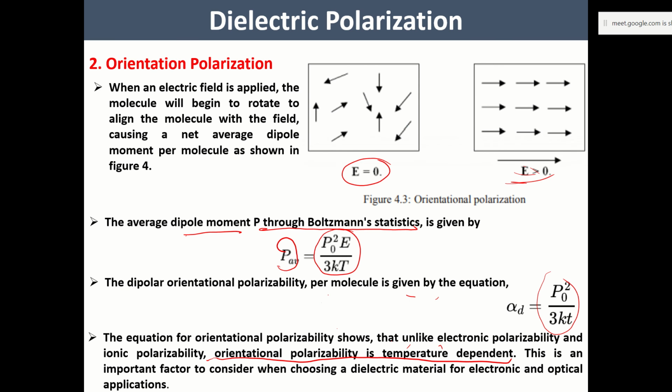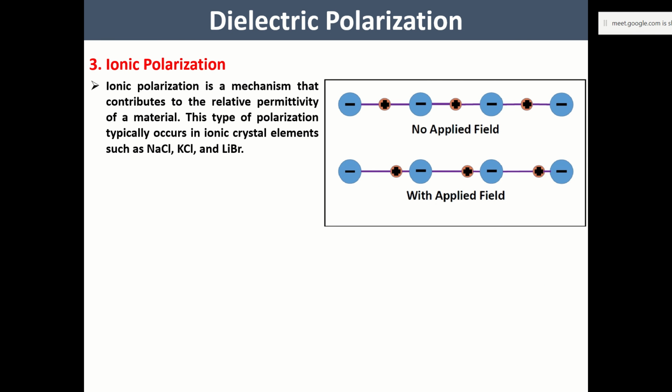So this is an important factor, extent of polarization. And then there is also something called ionic polarization. This is a mechanism for crystals like NaCl, KCl. So ionic crystals will show this kind of mechanism. When there is no field applied, they are like this.